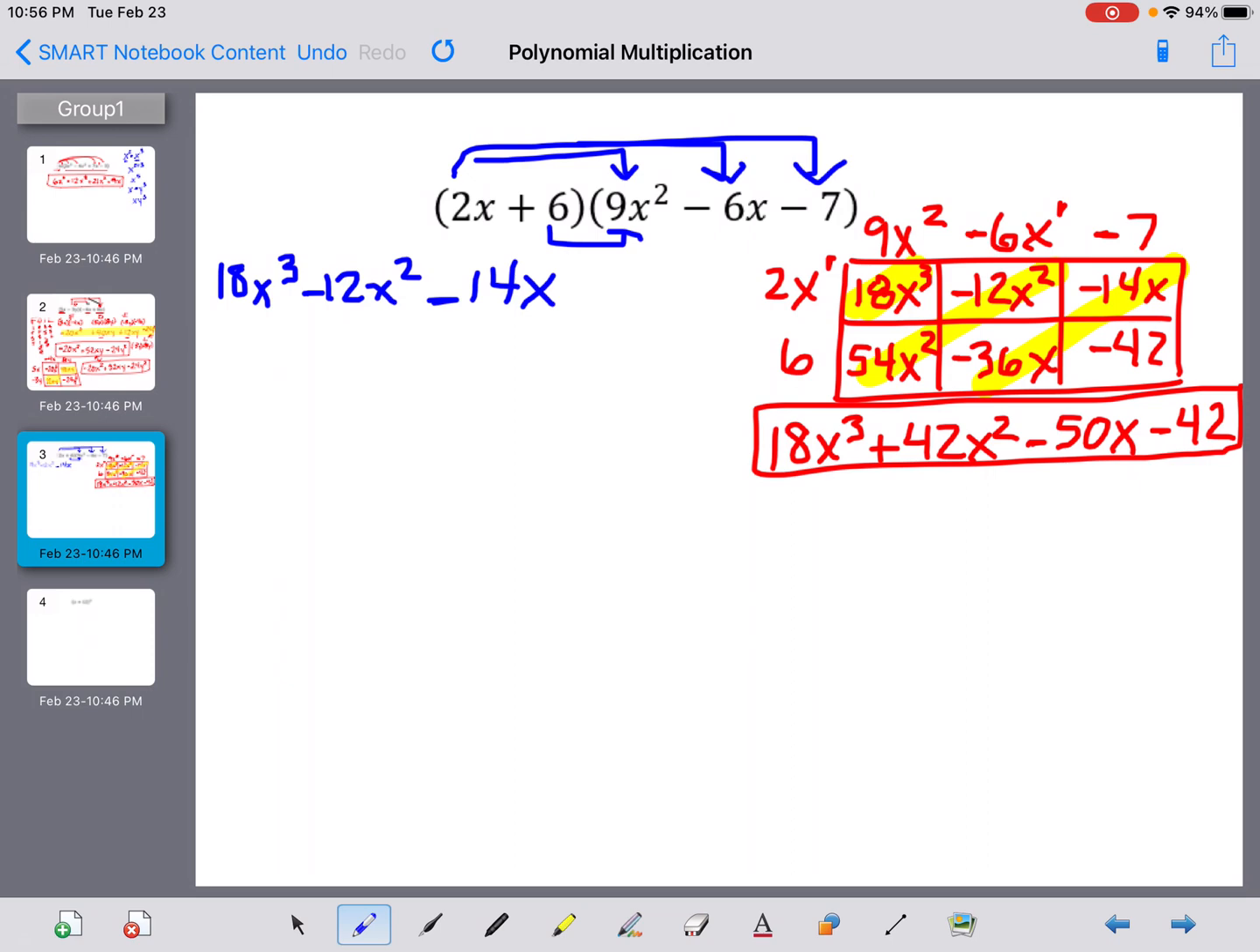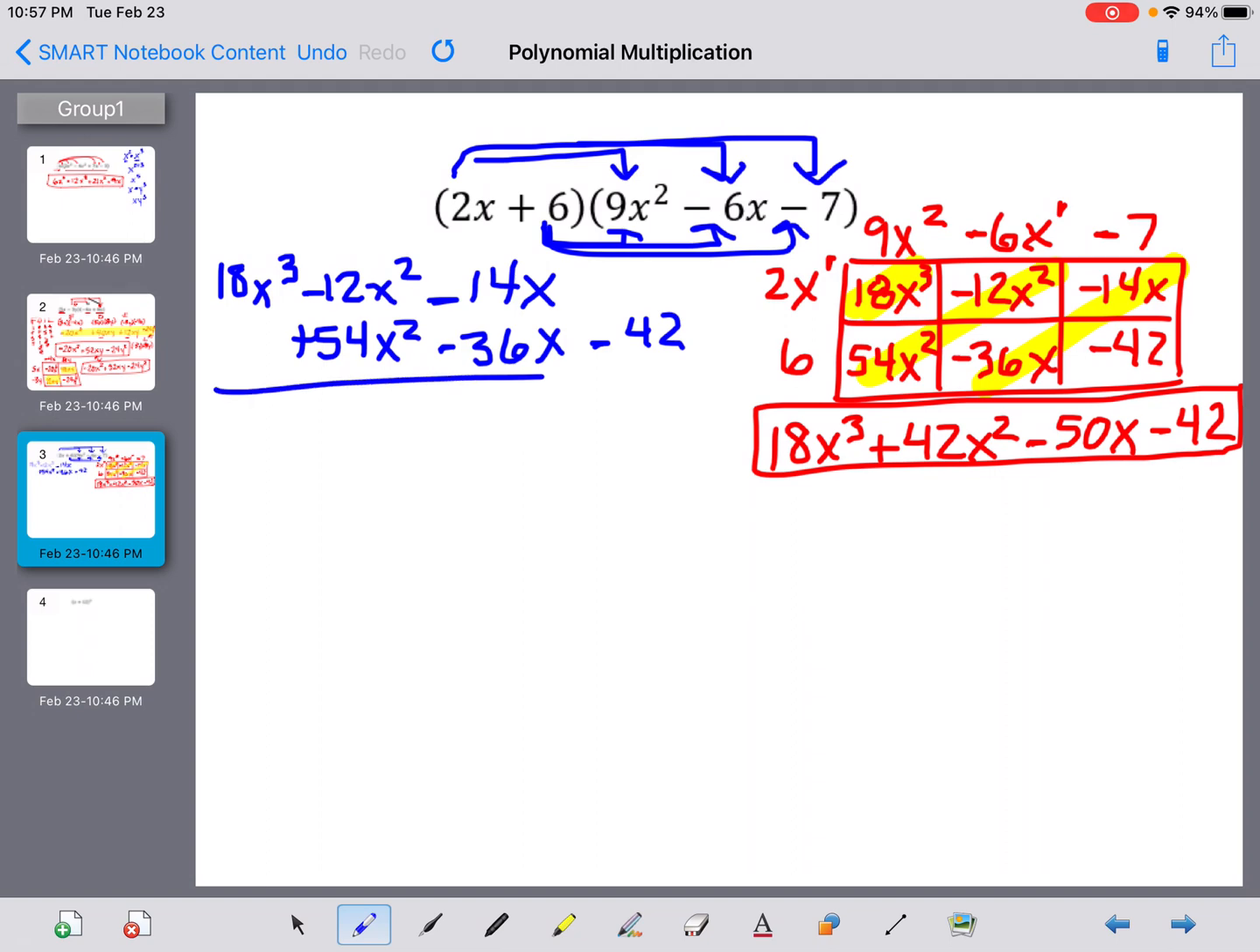So positive 6 times 9x squared is 54x squared. I'm going to do myself a favor and line it up underneath the other x squared. 6 times negative 6x gives me negative 36x, and I'll line it up under the x. 6 times negative 7 is negative 42. So I make sure every term in the first is multiplied by every term in the last, okay?